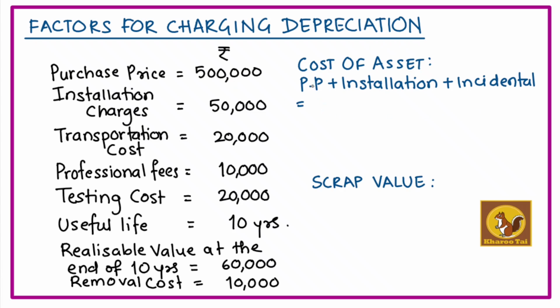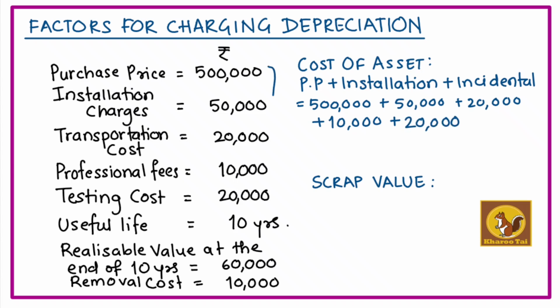So purchase price 5 lakh, installation charges 50,000, transportation cost 20,000, professional fees. He is a technician, he is an expert in the installation of specific machinery. So for him, that's a professional fee that we will also include in cost of asset. And testing cost is like before starting our main production, we do a trial run to check if the production is of the quality as required. So we are testing it. That cost will also be included. We have added all the costs to get the cost of asset.